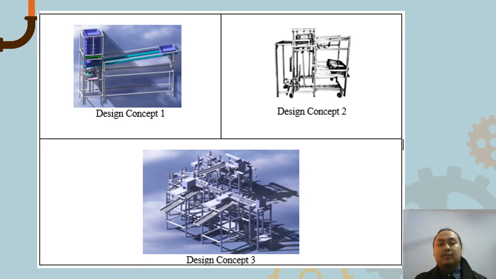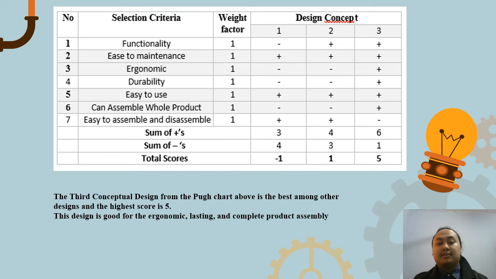The figure in the slide shows the design concepts that have been generated in CATIA V5, which are design concept 1, design concept 2, and design concept 3. To make the right decision in choosing the design concept, I use pie charts to find which is better. The selection criteria are functionality, ease of maintenance, ergonomics, durability, and ease of use. The product can be assembled and is also easy to assemble and disassemble.